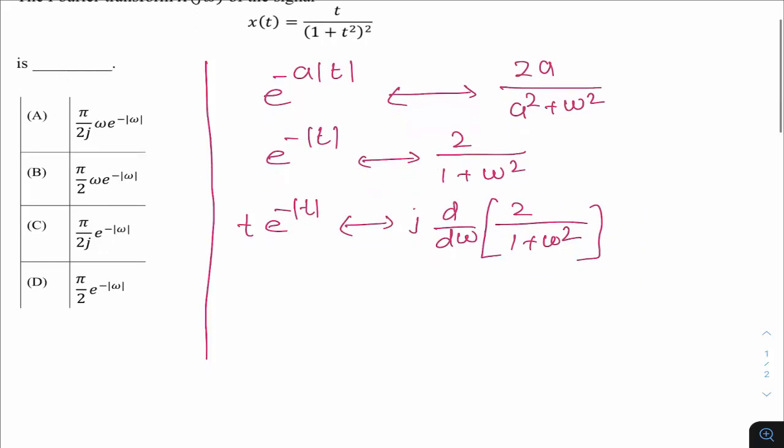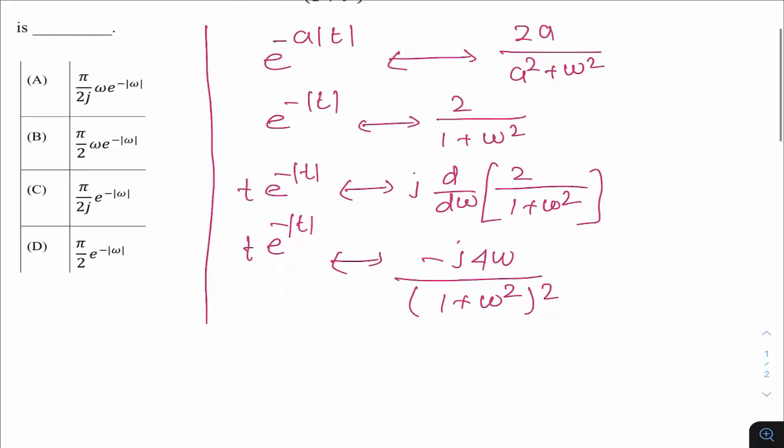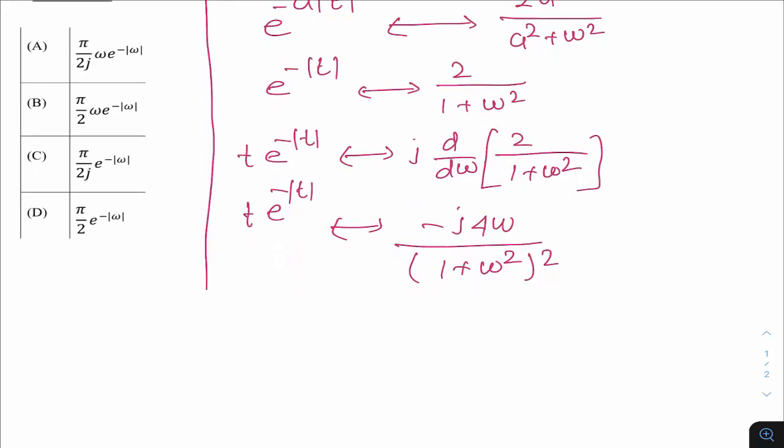So if you simplify this, t into e raised to power minus mod t, its corresponding CTFT, happens to be minus of j4 omega divided by (1 plus omega square) whole square. Isn't it? Very simple, straightforward differentiation. So this is what this thing is.